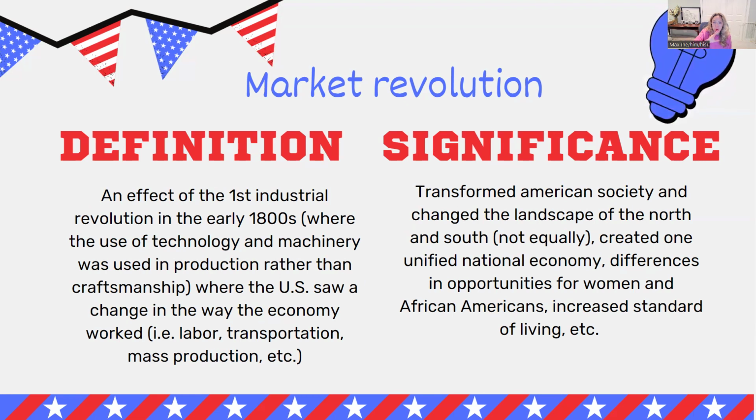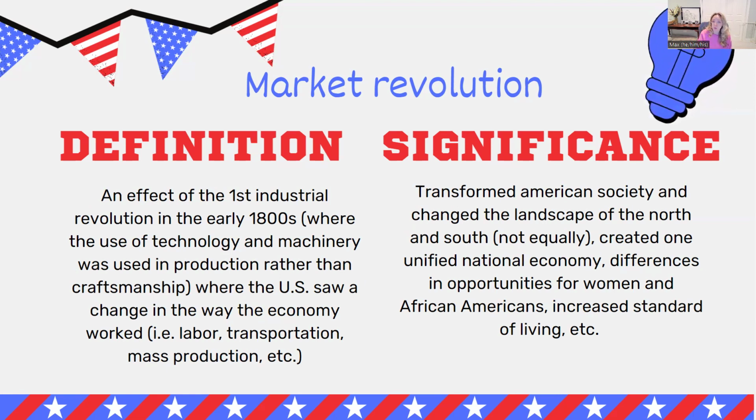It spurred the northern states far ahead of the southern ones in the early 1800s. And so we see this switch from craftsmanship to technology and machinery to make stuff, where you can mass produce it better. That's the Industrial Revolution, but the market revolution is different. A market revolution is the effect of the Industrial Revolution.